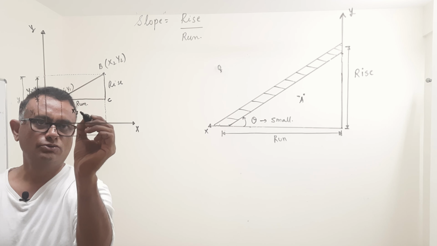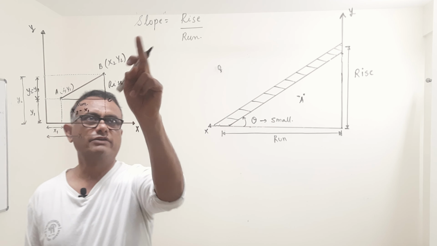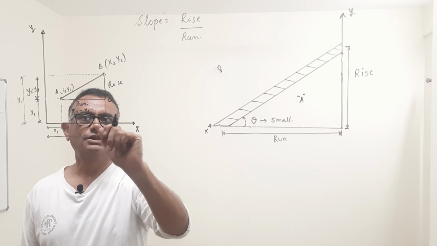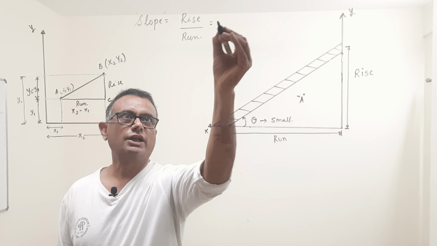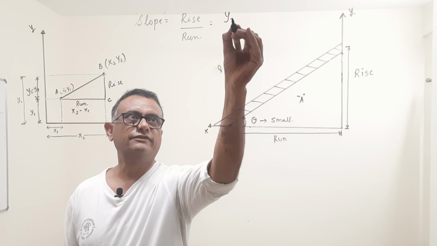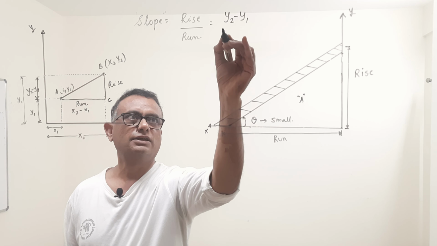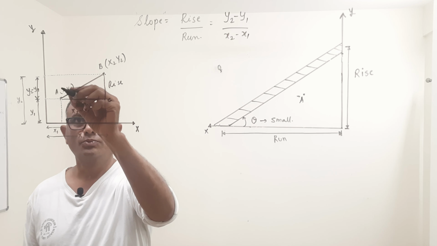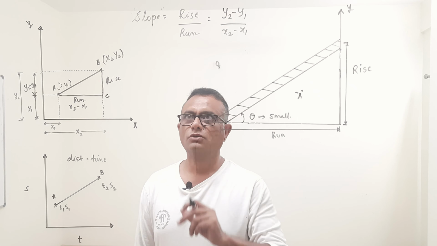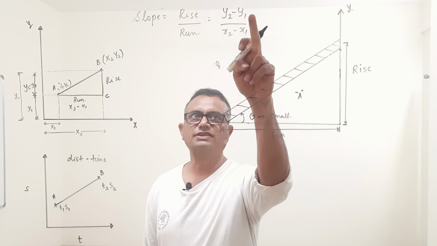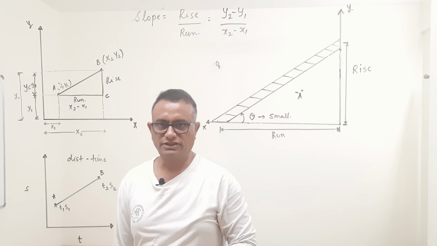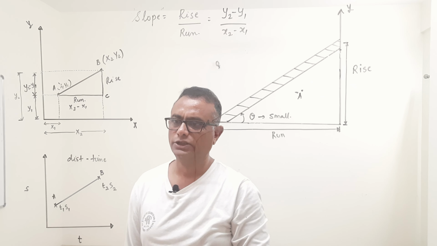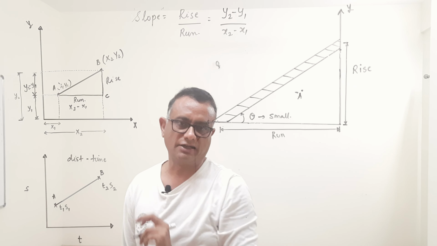be x2 minus x1. Okay, so whenever we say slope and we have a straight line with coordinates, you can now say slope is nothing but the difference in the y coordinates divided by the difference in the x coordinates between the 2 points. So we have now defined slope as the difference in the y coordinates by the difference in the x coordinates between the 2 points. Okay, so now I will take a distance time graph, right?